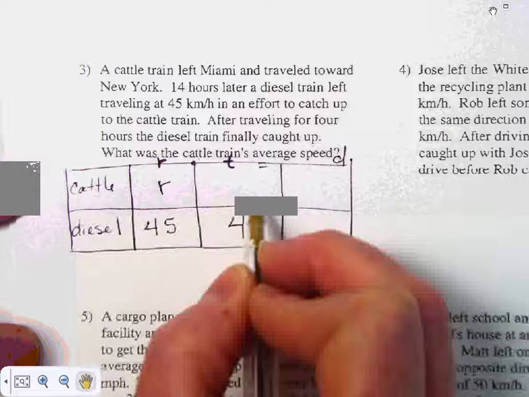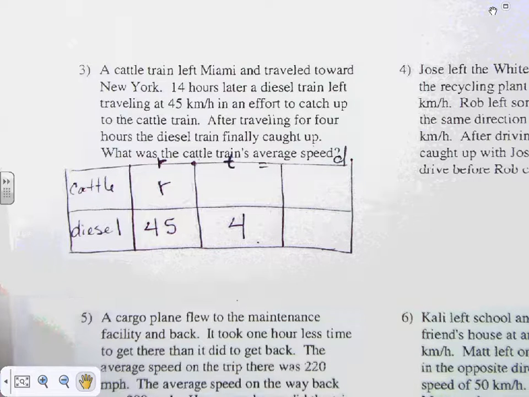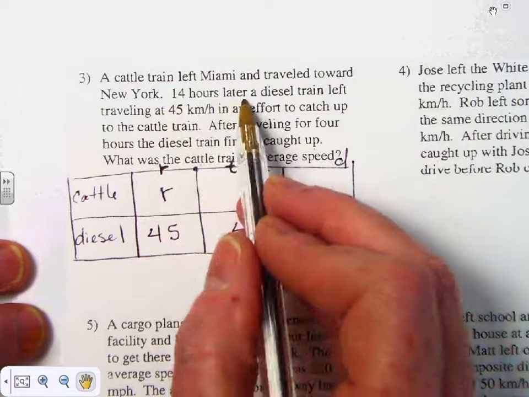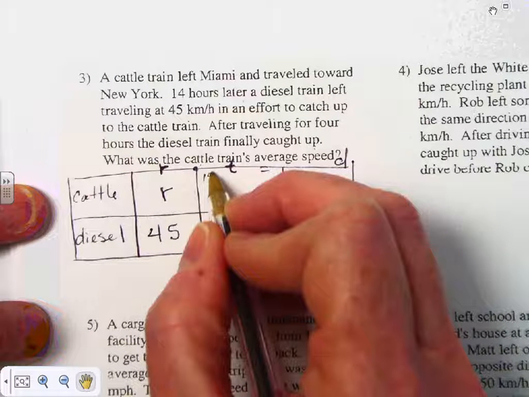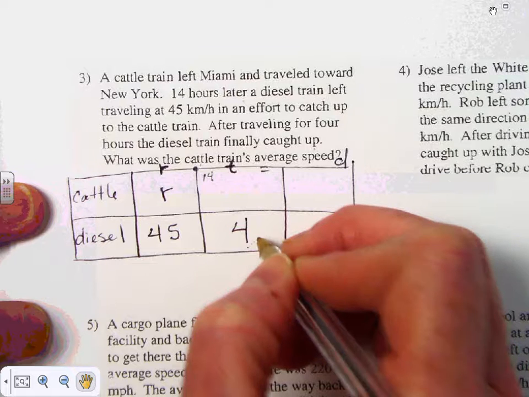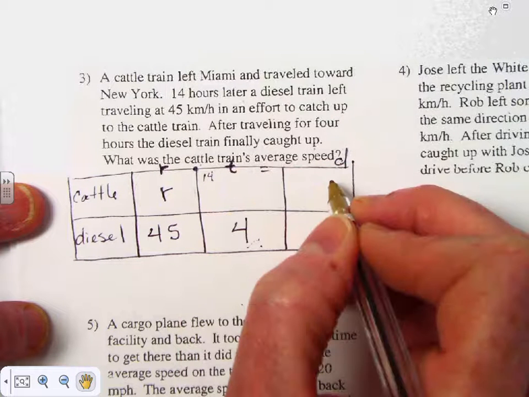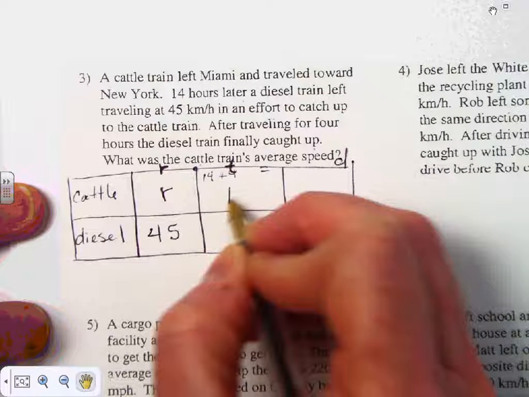Now remember. Okay, look at you guys, you're pretty good. The reason it's an 18, and this is where the trick in this one is, is that 14 hours later, a diesel train takes off. That means this guy had already been on the road for 14 hours, right? And then it took the diesel train 4 more hours to catch up with him. So that's why it's 14 plus 4. So this is an 18.